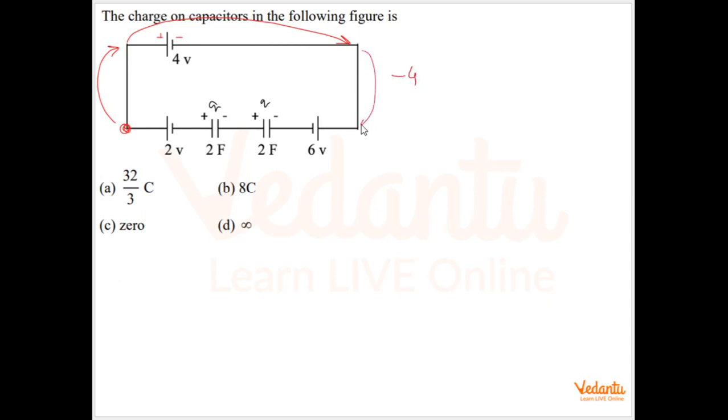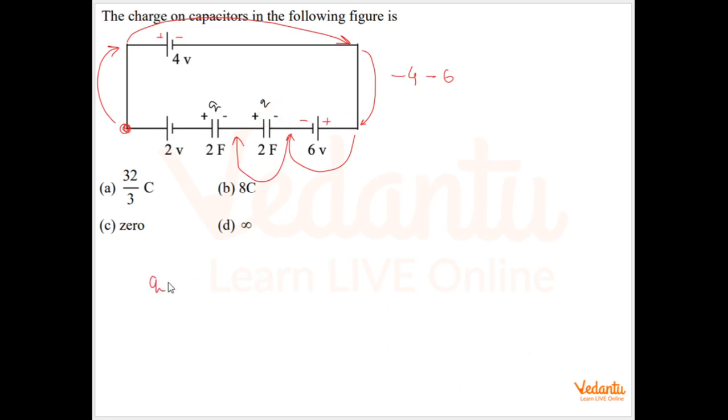Then I go from here to here. I will do nothing. Then I will go from here to here. I went from plus to minus, so I will do subtraction, minus 6. Then I go from here to here. Now, what will I do? I went from minus to plus, so I will add.